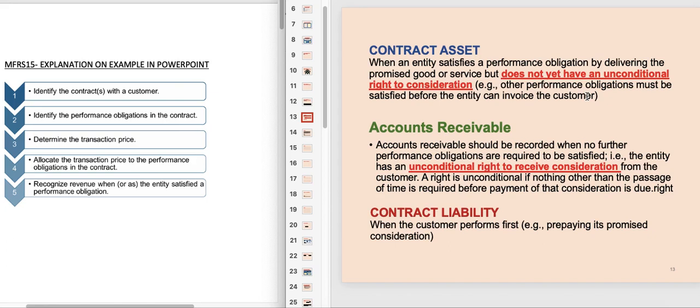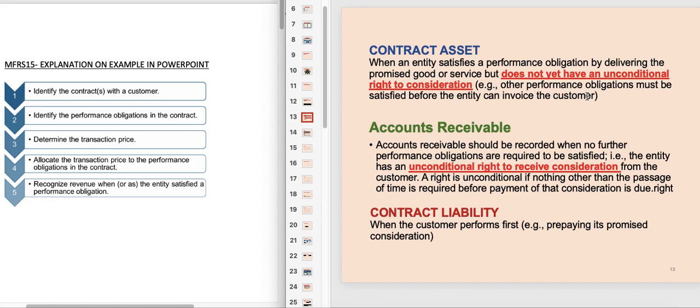Accounts receivable should be recorded when no further performance obligation is required to be satisfied, which means that the company has delivered the product or the service, and the entity has an unconditional right to receive consideration from the customer. When the company has fulfilled its obligation, the customer should pay the company. It's just that the customer has not paid yet. That's why we create accounts receivable, because the customer owes the business.